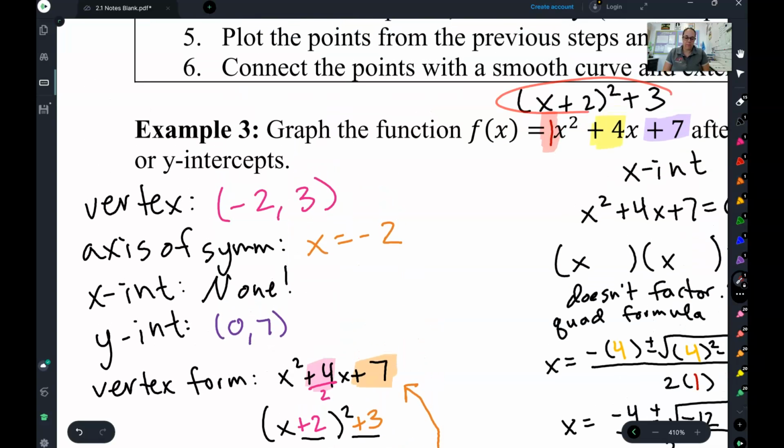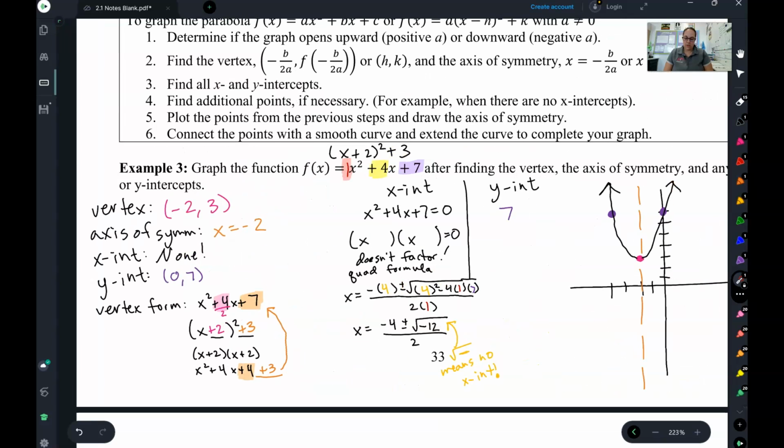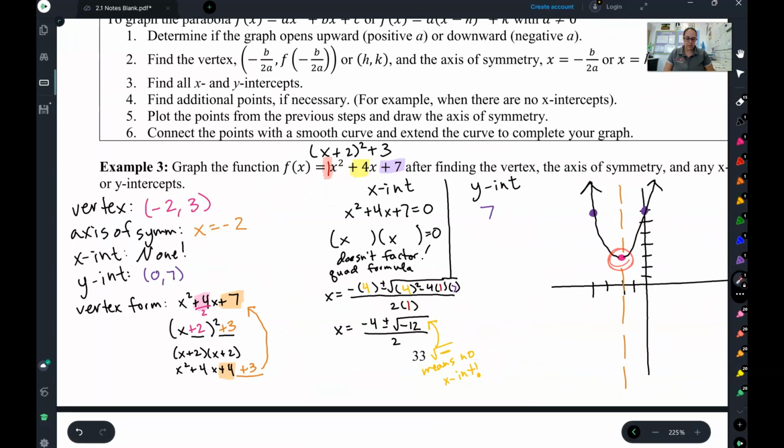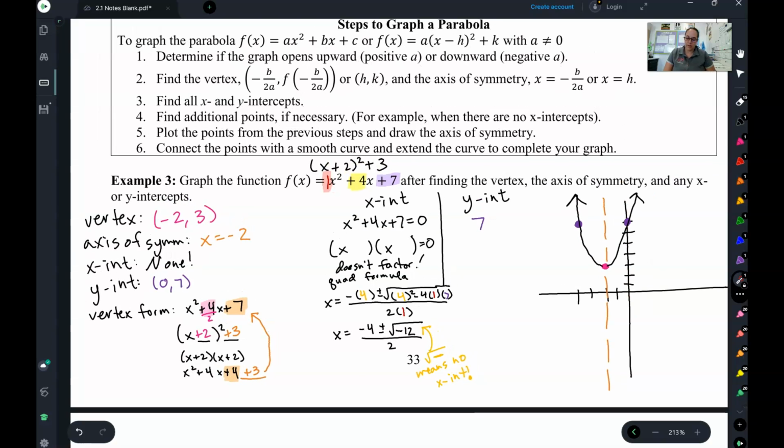So now I have my vertex form, which means my vertex is at negative 2, 3. Flip that sign, that one stays the same. And your axis of symmetry is at x equals negative 2, the x value of your vertex. So if I graph all that, here's my vertex at negative 2, 3. Here's my axis of symmetry at negative 2. And I took my y-intercept and reflected it across my axis of symmetry to get another point, just to help me graph it and make it look better.